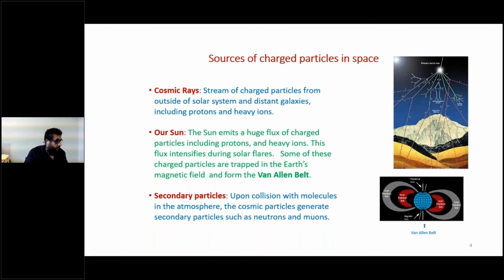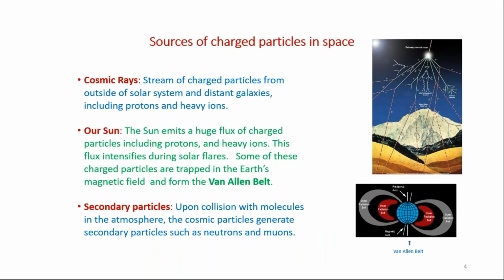The second source would be the sun. The sun emits a huge flux of charged particles such as protons, heavy ions, and alpha particles, and especially during a solar flare, the flux of these particles would increase. Some of these charged particles are trapped in the Earth's magnetic field, and they form the Van Allen belt. So if a satellite is passing through that, it will receive these particles.